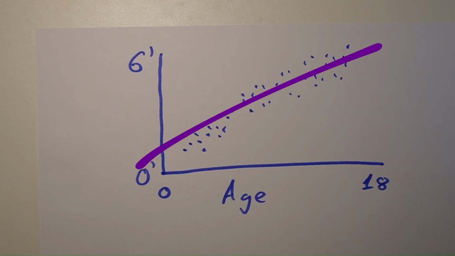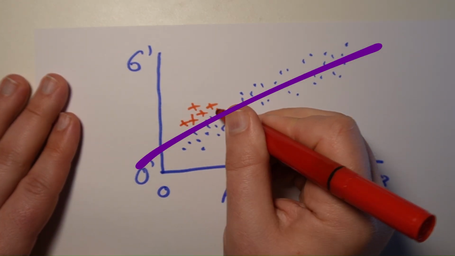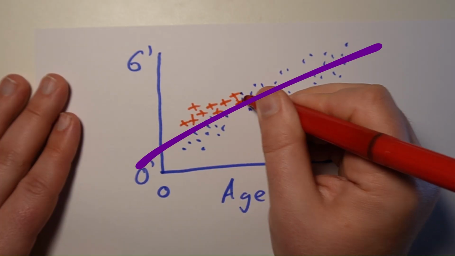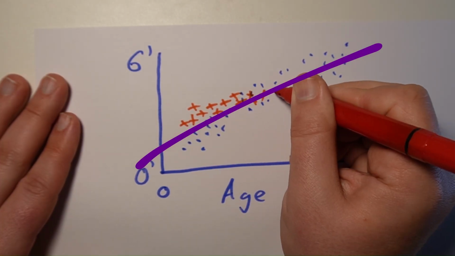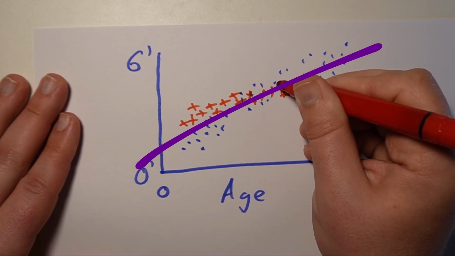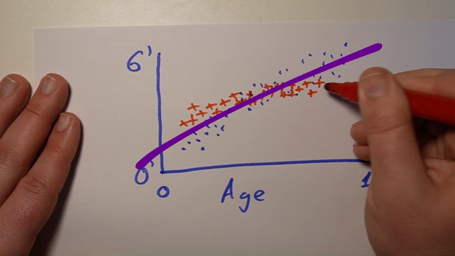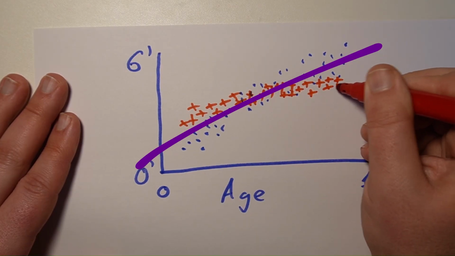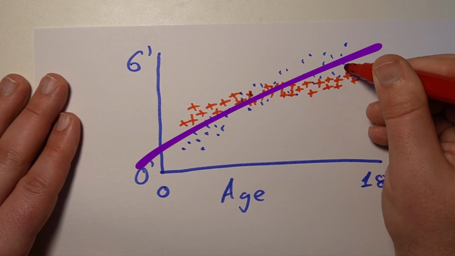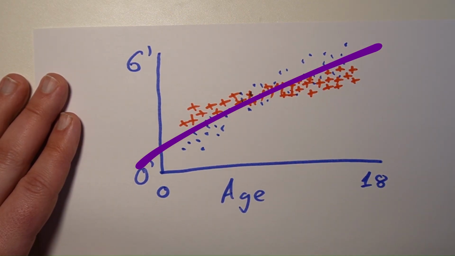And now let's add some data on for girls. This time we'll use some red plus signs to make sure it's clear. We'll still have the positive association, just like before, showing that when you get older, you tend to be a bit taller. But this time we'll show that younger girls tend to be a little bit taller than younger boys, and older girls tend to be a little bit shorter than older boys. And we'll still have that positive association in there.